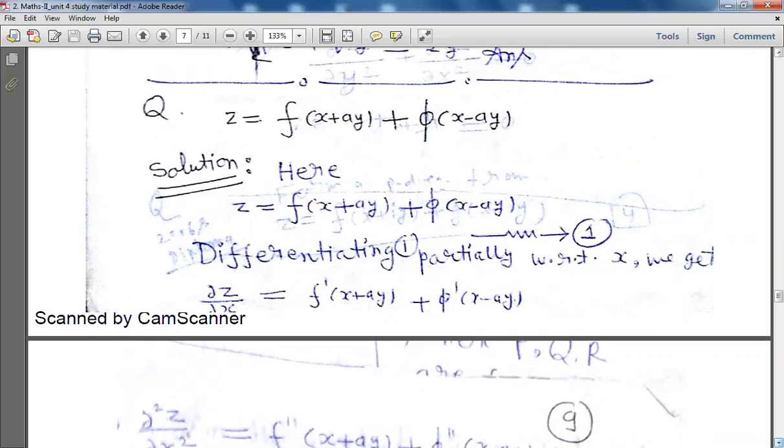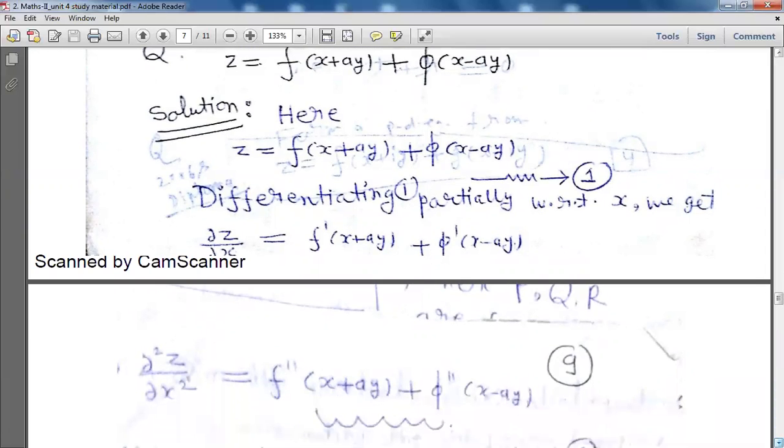So we differentiate partially 2 times with respect to x and y, then eliminate these two arbitrary functions from the relation to get the partial differential equation. We first write the given relation z equal to f of x plus ay plus phi of x minus ay. This is represented as equation number 1. Differentiating 1 partially with respect to x, we get del z by del x equal to f dash x plus ay plus phi dash x minus ay.